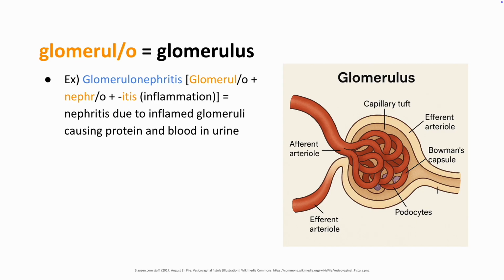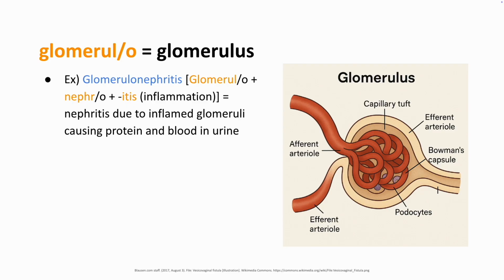Glomerulo, combining form, that means glomerulus. So glomerulus, to start with, is this bunched up region of arteries. This is like the first place where your blood comes in to start getting filtered. So the afferent arteriole is where the blood comes in, and it looks like such a tangled ball of arteries to increase the surface area.